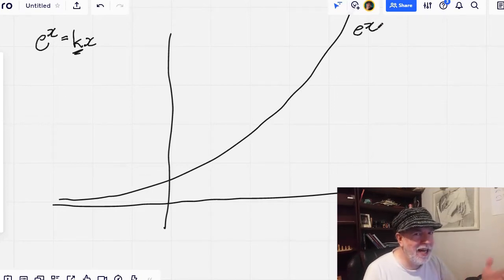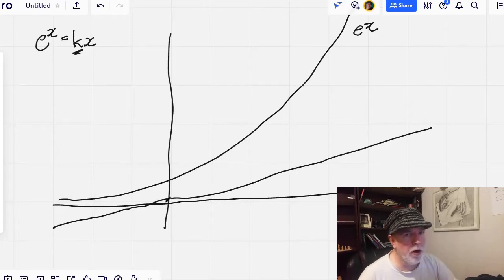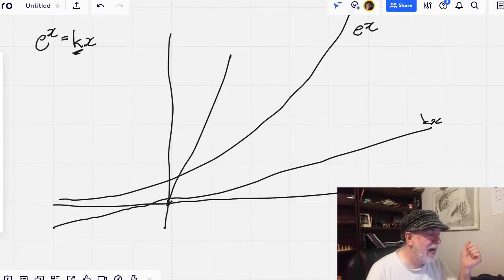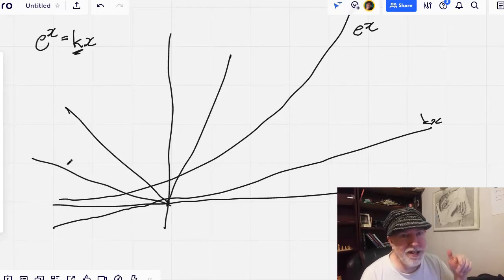And k times x is a whole family of functions. I mean, lots of things are k times x. It's just a straight line going through the origin, which I can't draw. That's not the line that we want. There's also lines that are going to go like this, and like this, and like this. We're not interested in any of those.